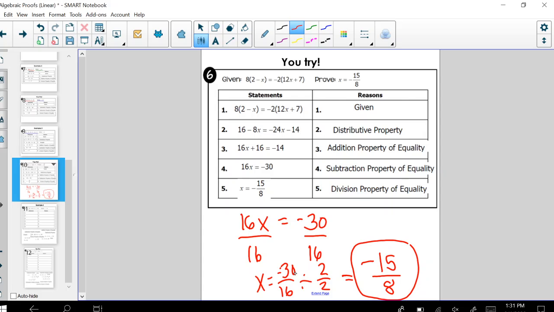Okay, so again, we don't have to show every single step here. What we do have to show is our reasons or our justifications in that second column.